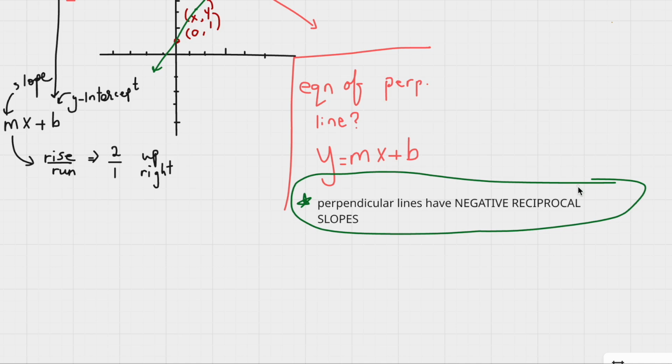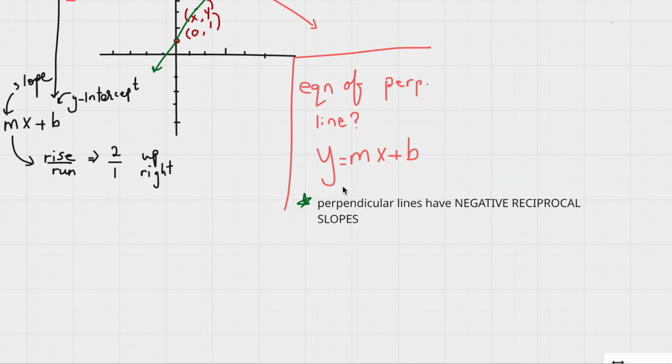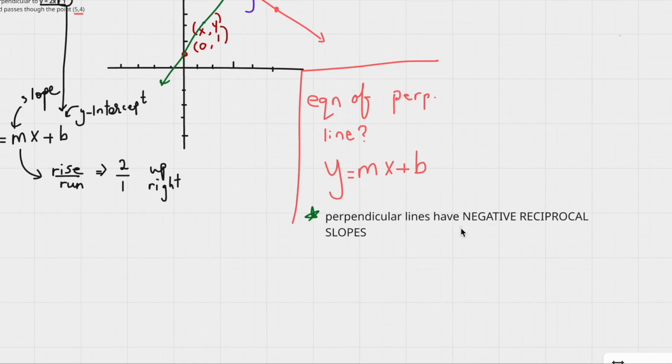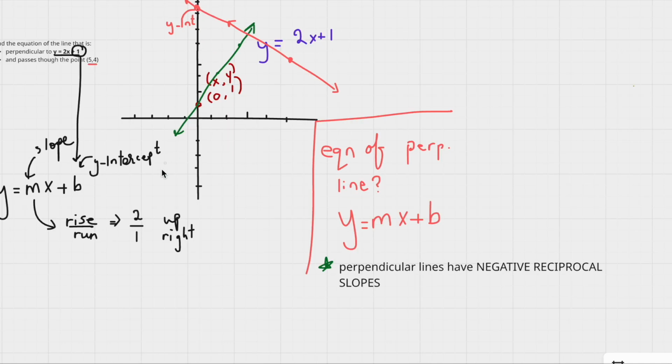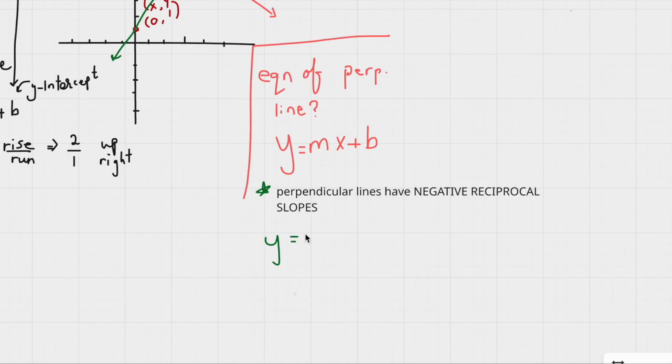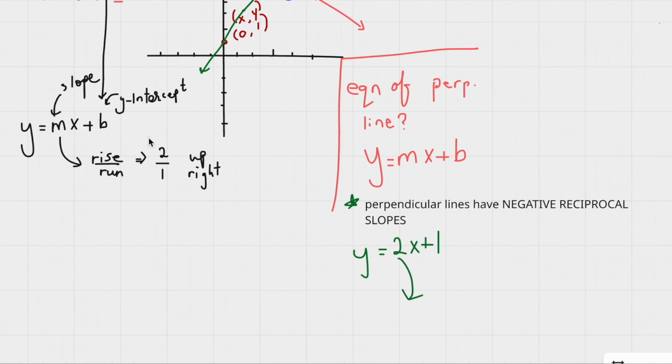There's a key rule that you have to know when writing out the equation of a perpendicular line to a given line. And that rule is perpendicular lines have negative reciprocal slopes. If you watched the last video, we did a similar example but talking about parallel line equations, where parallel lines have the same slope. With perpendicular lines, their slopes would be negative reciprocals.